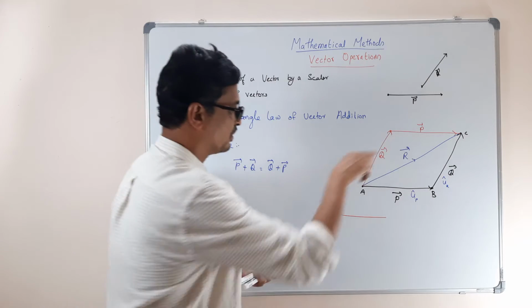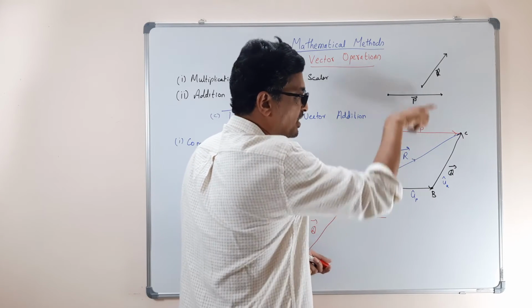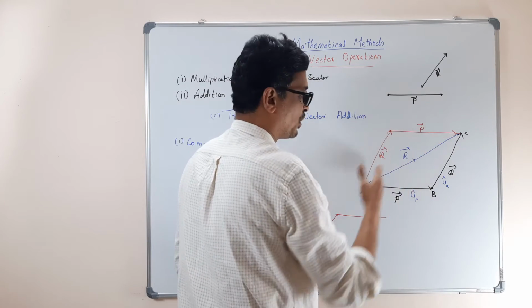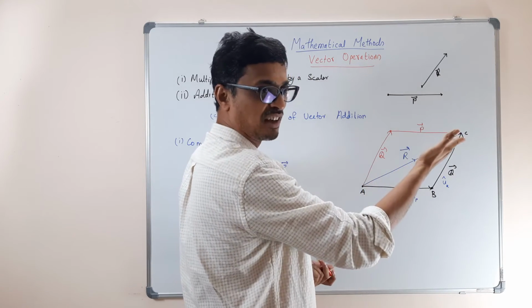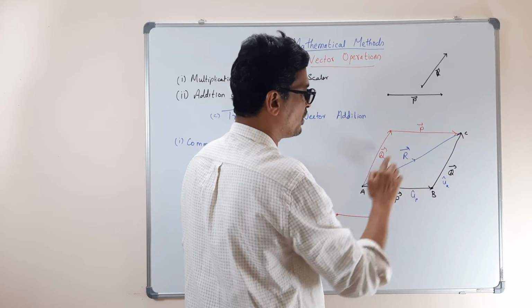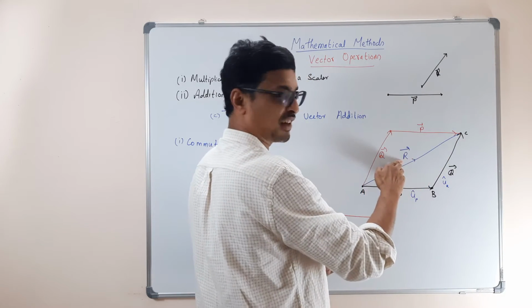Correct? So this P and this P have the same direction because it is the same vector, and the magnitude is also the same. So what you will end up with is a parallelogram. Correct? So the R vector, the summation of these two vectors, will be what? Q vector plus P vector will be R vector.